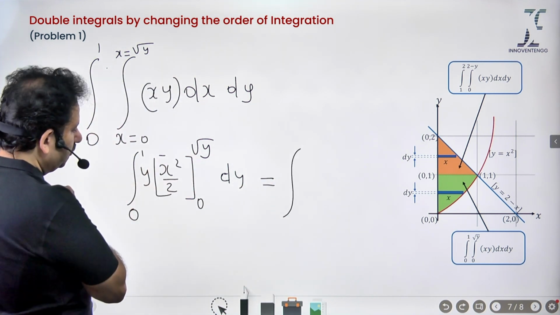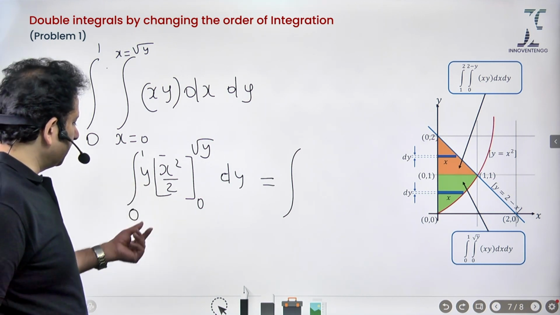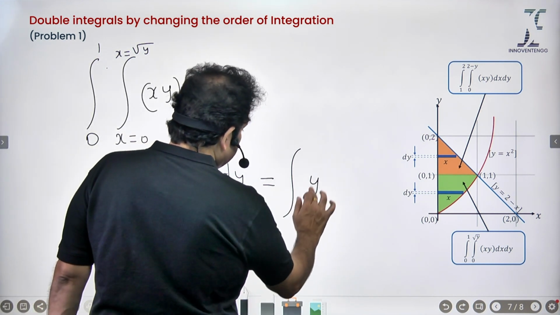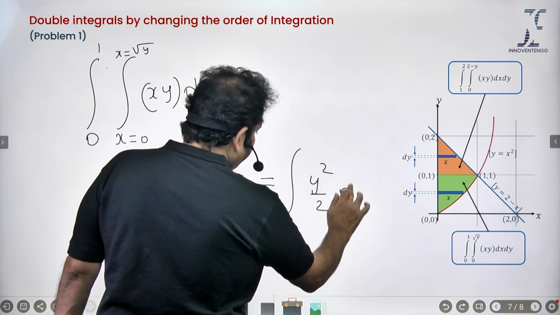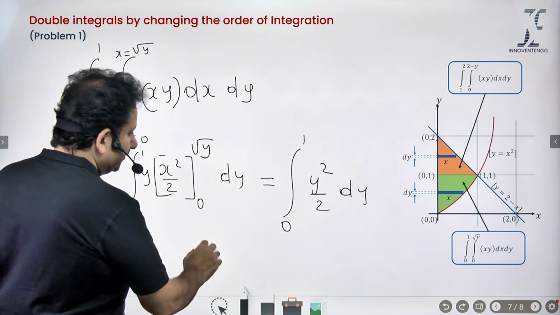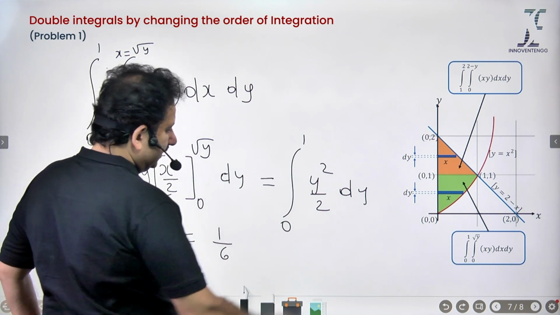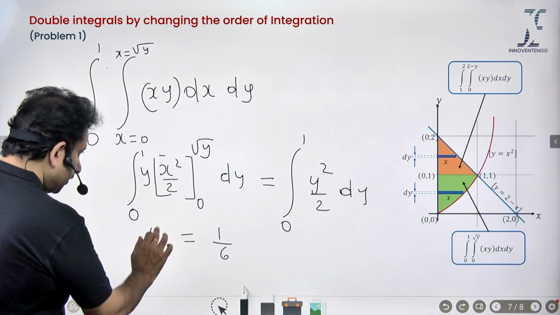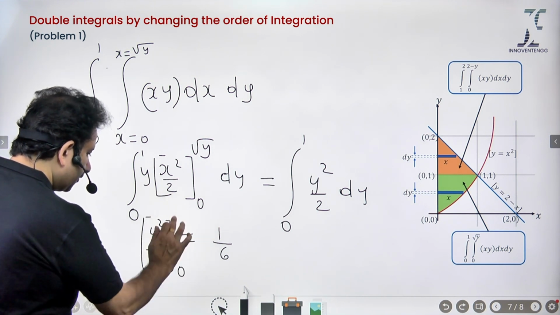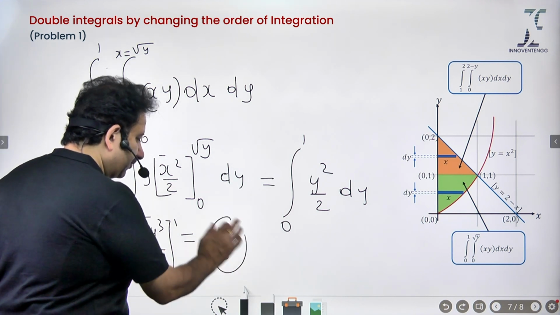I'll get, when I put root y, it becomes simply y by 2, y into y square by 2, and of course when you put 0, it is 0, so therefore it is y square by 2 dy, with limits 0 to 1. If you simplify this, you will get 1 by 6. The reason being, when you integrate, you get y cube by 6. The limits are 0 to 1. When you put 1, you get 1 by 6, 0 goes to 0, so it is 1 by 6.